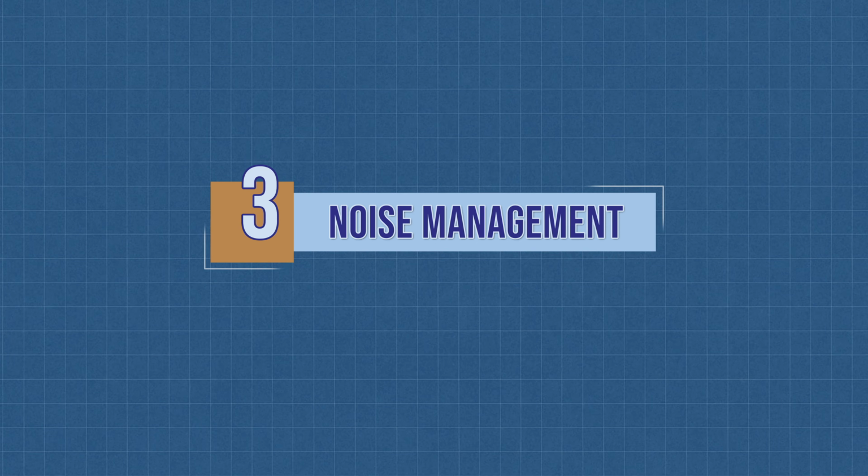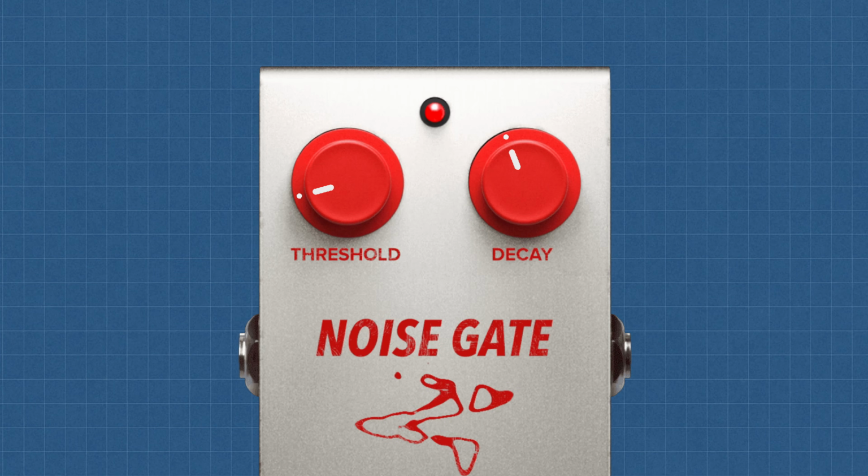Step 3, noise management, basically setting the noise gate. We keep it standard and simple for both tones. A threshold at 2 with a low decay. We want to kill the hum without killing the soul of the performance.